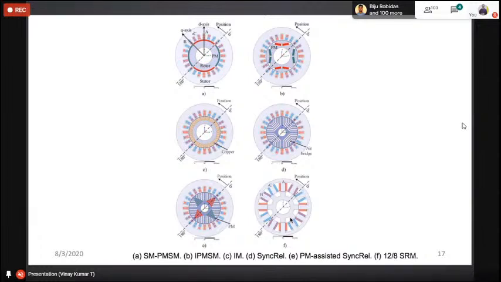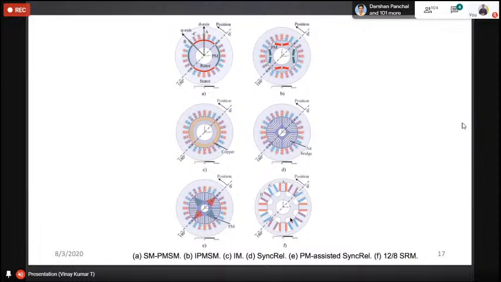So what are the advantages? If the winding is distributed, what is the advantage for electrical drives? If the winding is distributed, the main advantage is air gap flux. The air gap MMF becomes sinusoidal. If the air gap MMF is sinusoidal, automatically you will get unidirectional torque.